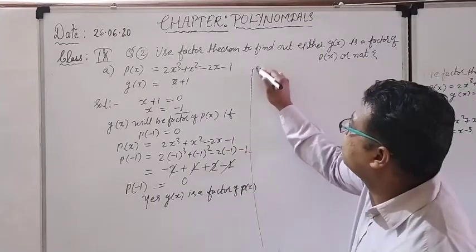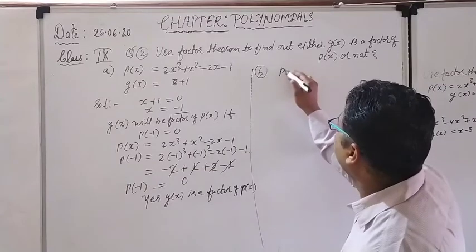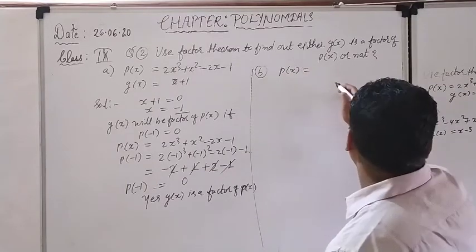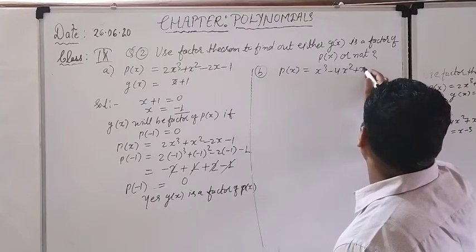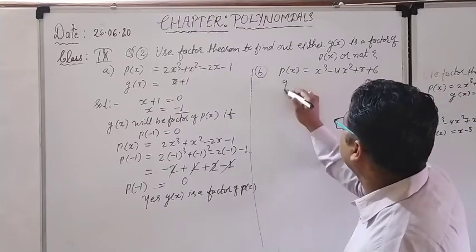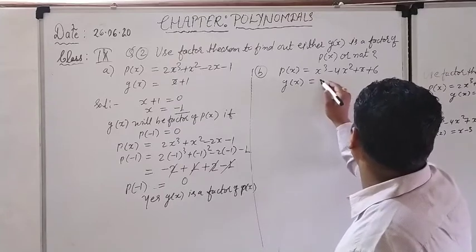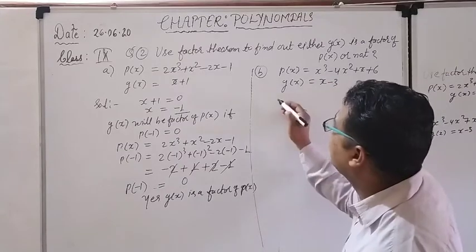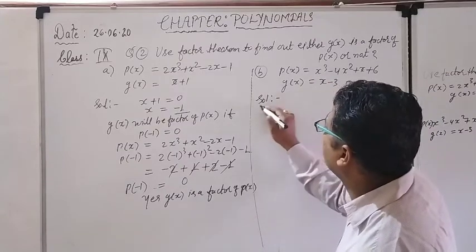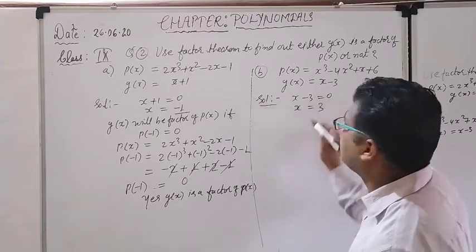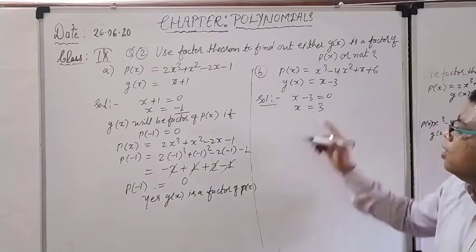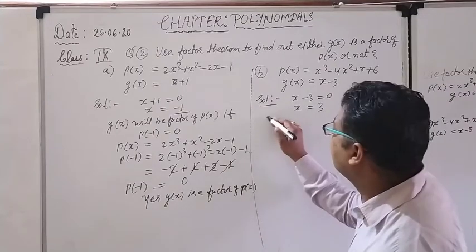Second, question B I am going to solve in front of you. Again the value of p(x) is given to me: x cube minus 4x square plus x plus 6. What is the value of g(x) in front of us? That is x minus 3. Same thing I have to do. First x minus 3 is equal to 0, so x is equal to 3.